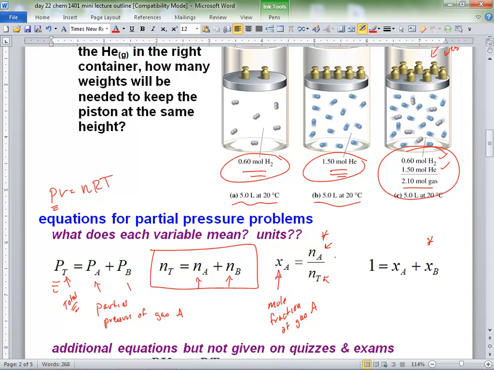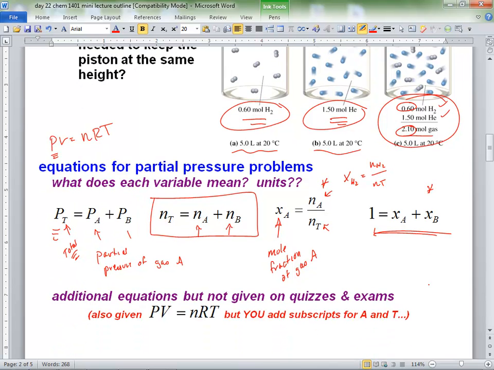So you would put 0.60 moles of hydrogen? Yeah, yeah. If they ask for the mole fraction of hydrogen, you'd have to have the moles of hydrogen all over the total moles. So it would be 0.6 all over 2.1. Okay. And then if you add up all the mole fractions, you better get 1. It's the last one. Okay. If you add up all the mole fractions, you should get 1.